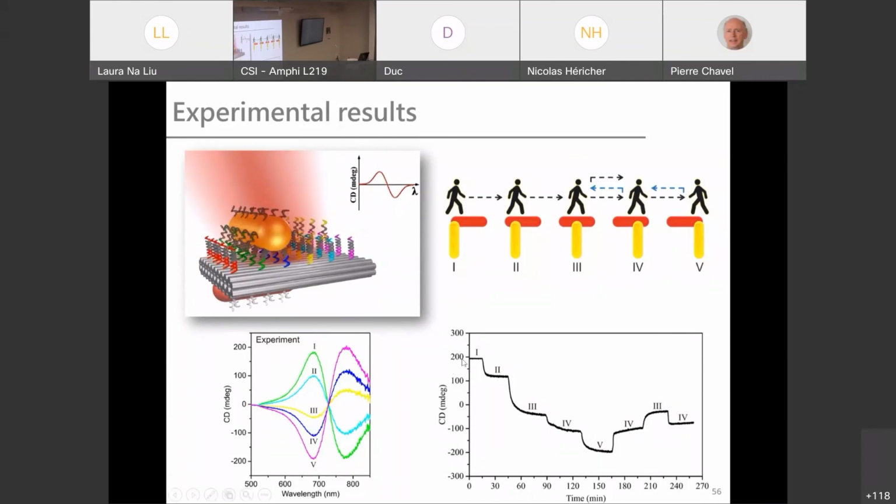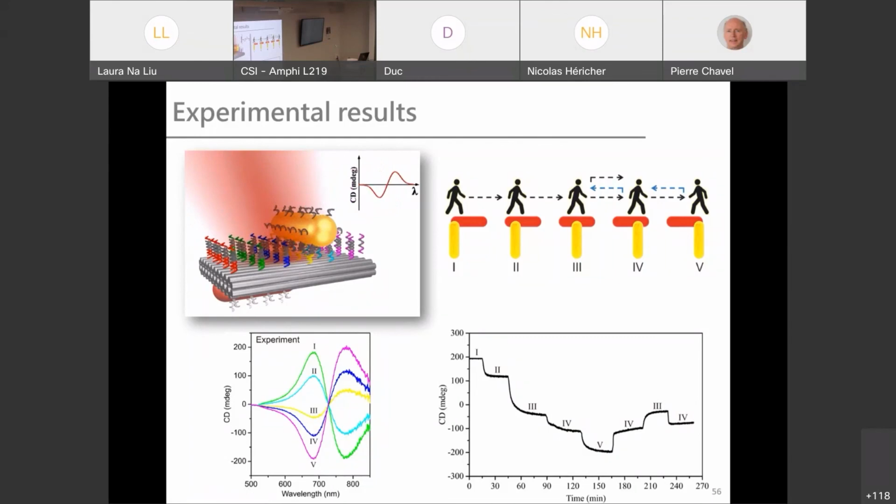And then when the system goes from position 1 to position 5, we can also drive the walker in the backward direction, and one can immediately detect the CD increase, which goes back to the original position 4, and so on and so forth. So again, we can also drive the system again towards the forward direction.